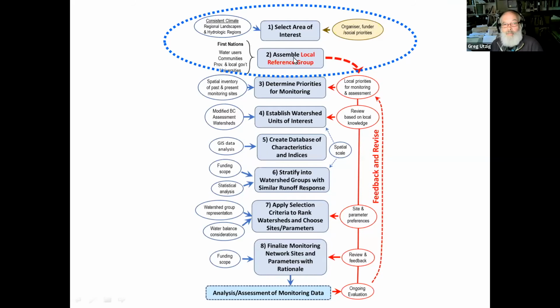And in this diagram here, what it shows is where the local reference group has input and decision-making within these various steps to come up with a monitoring network. And on the left here, these bubbles are other inputs that are necessary to proceed with each of these steps. So we're going to quickly and systematically go through these steps to give you a feel for what we're talking about.